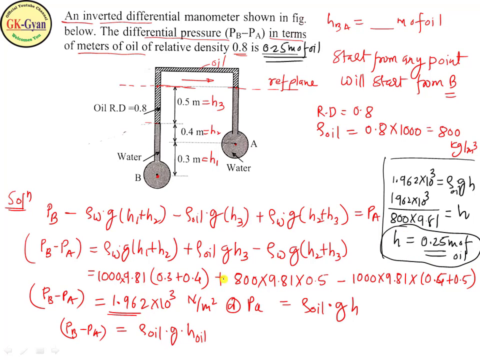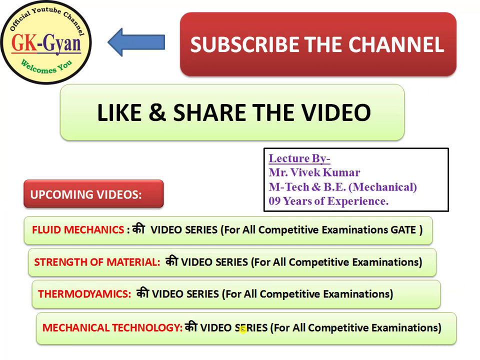You have to find out the pressure first, then equal to rho G H, and you will get the answer. So that's it for today. We will cover the numericals on manometers.